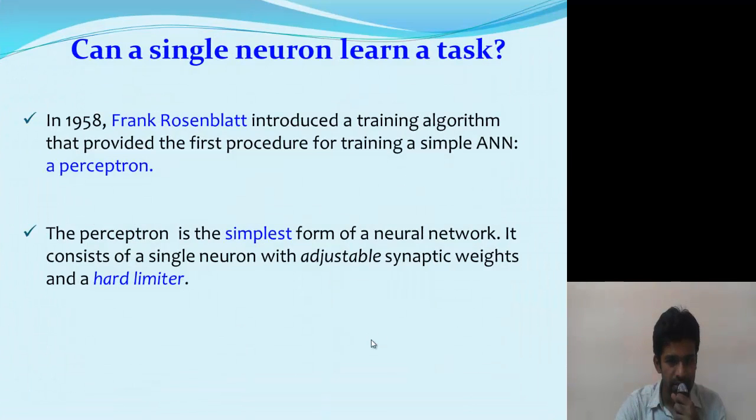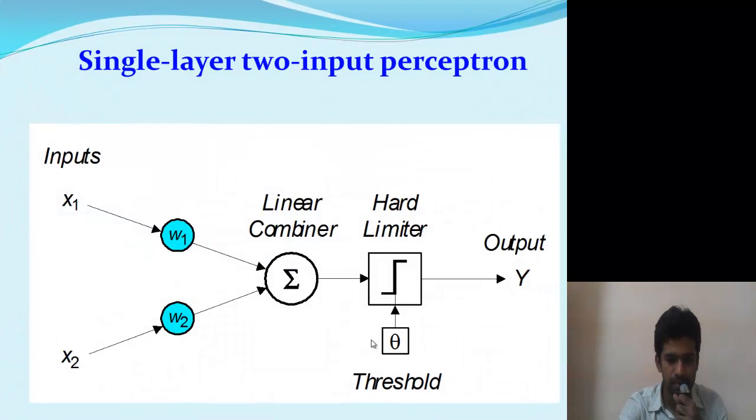Can a single neuron learn a task? In 1958, Frank Rosenblatt introduced a training algorithm that provided the first procedure for training a simple artificial neural network, which is also called a perceptron. A perceptron is the simplest form of neural network. It consists of a single neuron with adjustable synaptic weights and a hard limiter.